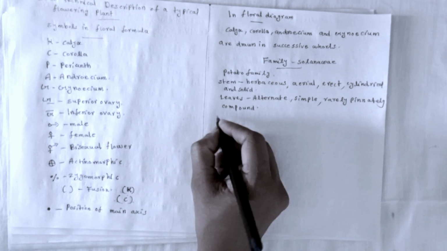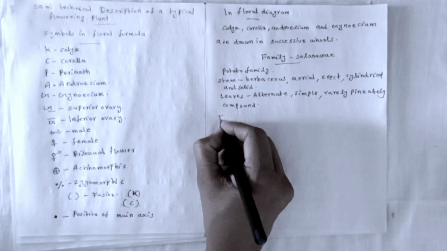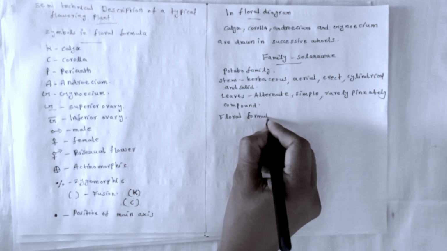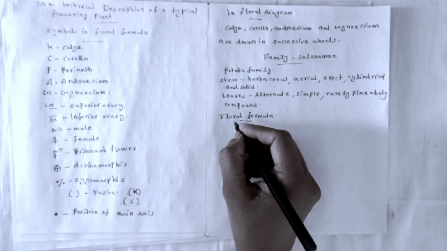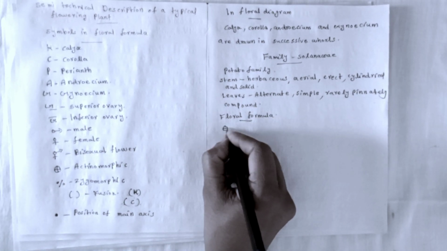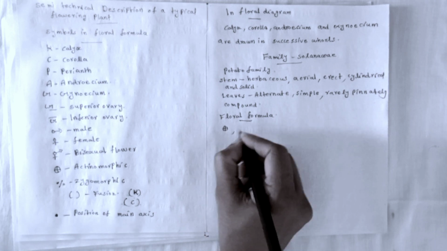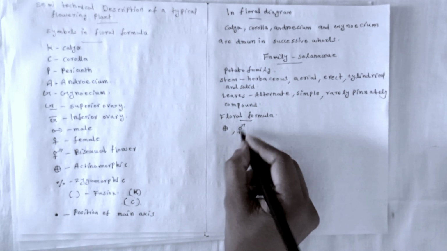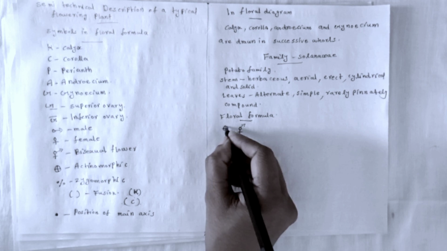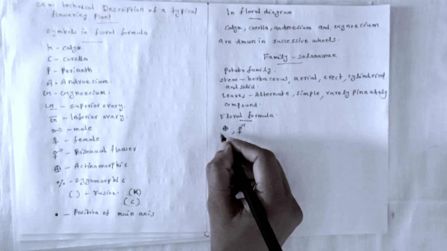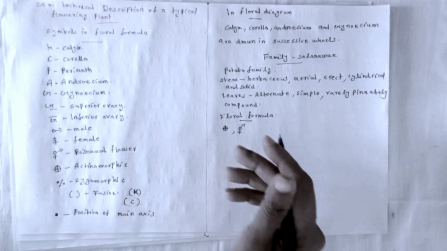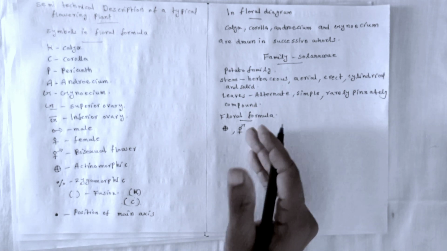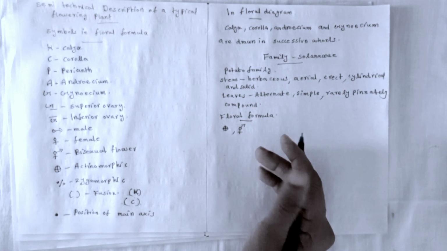Then floral formula. Flowers are actinomorphic and bisexual, that means male and female reproductive parts are seen in the same flower. The flower can be cut into equal halves. When we cut through any longitudinal plane, we get two equal halves.